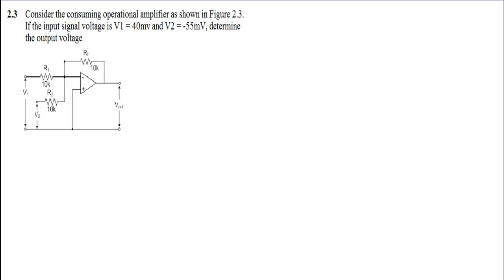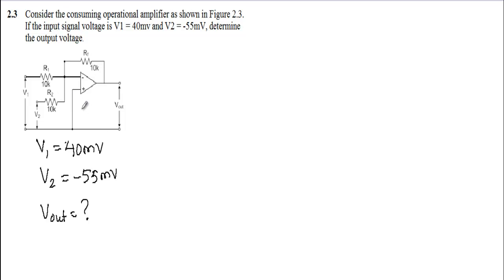Okay, let's see question number three. Consider the summing operational amplifier shown in the figure. If the input signal voltages are V1 equal to 40 millivolt and V2 equal to negative 55 millivolt, determine the output voltage. So they are given V1 equal to 40 millivolt and V2 equal to negative 55 millivolt. We have to find the V out.